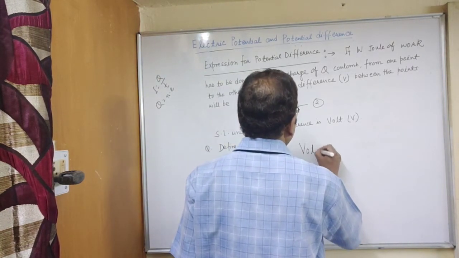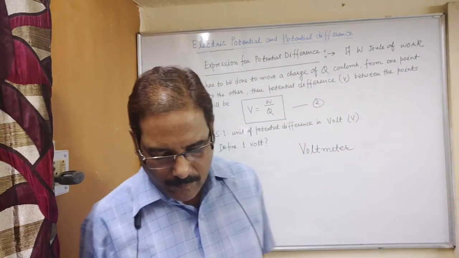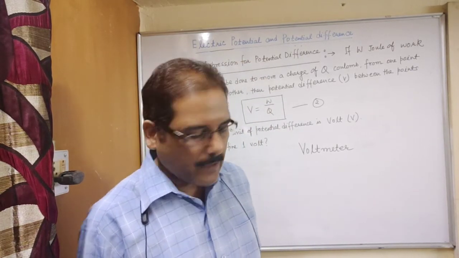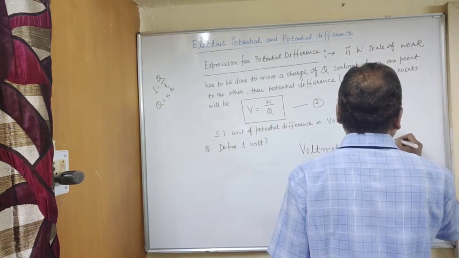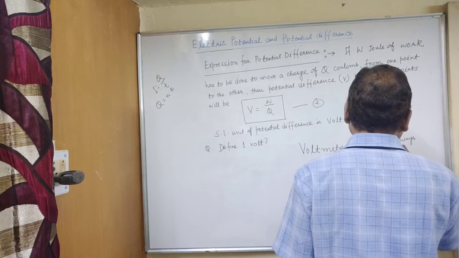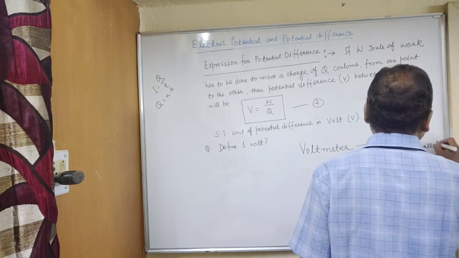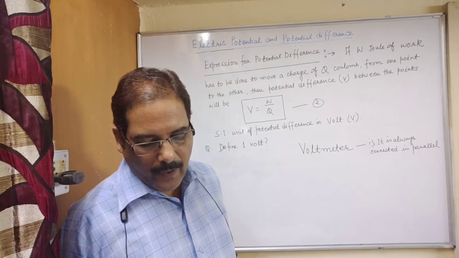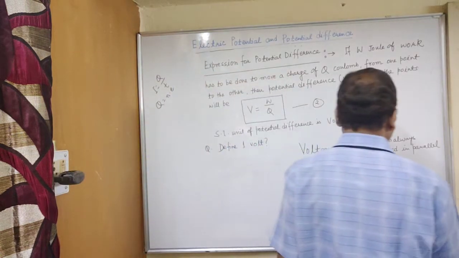Called the voltmeter. So about the voltmeter, you know, it is always connected in parallel. Write it. It is always connected in parallel across the points between which potential difference is to be measured.